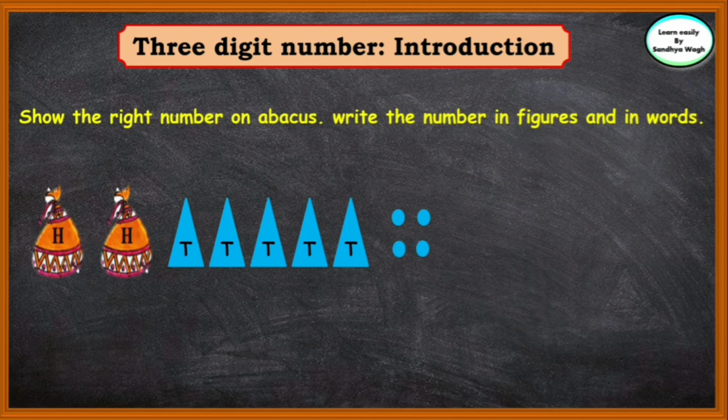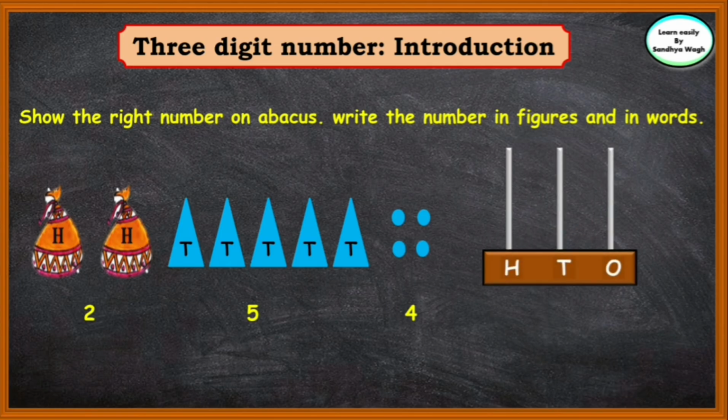So children, to find out the correct number, let us begin with hundreds. So here we have 2 hundreds, 5 tens and 4 ones. So let us show this on abacus. We will put 2 beads on hundreds place. 1, 2, as we have 2 hundreds.